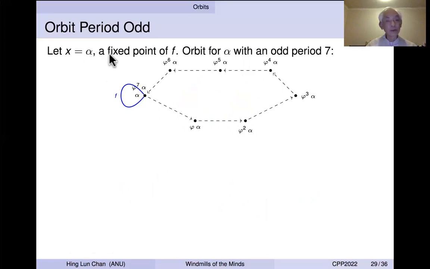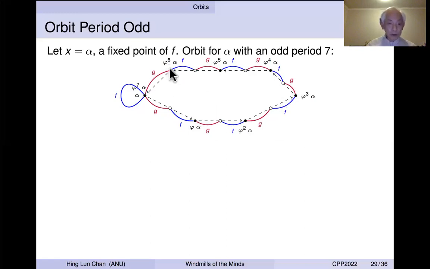Let us have alpha, a fixed point of f, but now in an orbit with an odd period 7. So we take this picture and an f fixed point on the left. And we try to see what happens if we take the intermediate points. So the same reasoning as last time. For the very last iteration, this f and g must go in such a manner so that when we apply g and then f, the f will come to a fixed point.